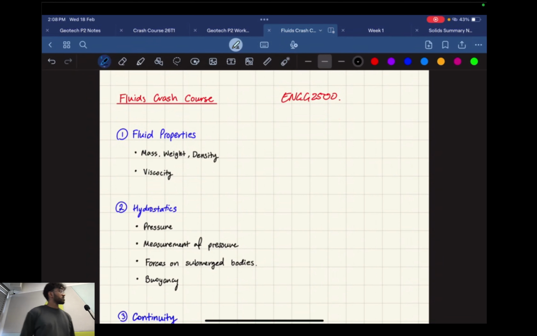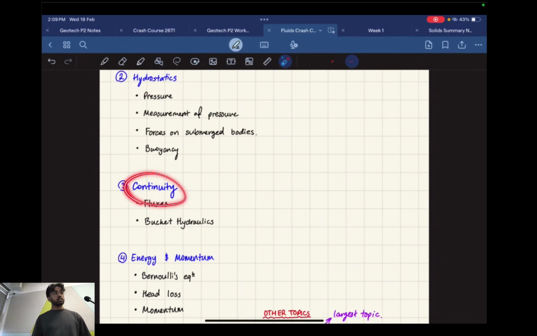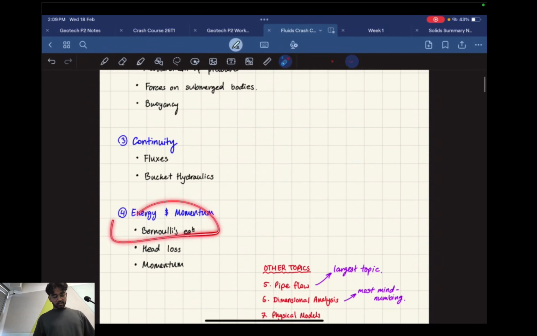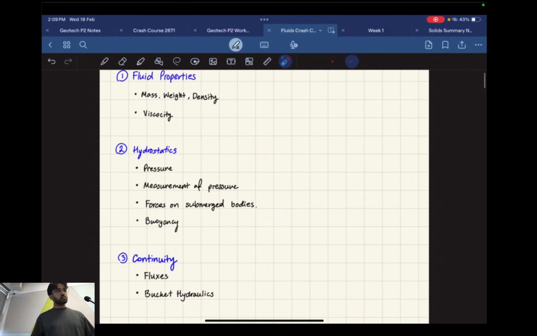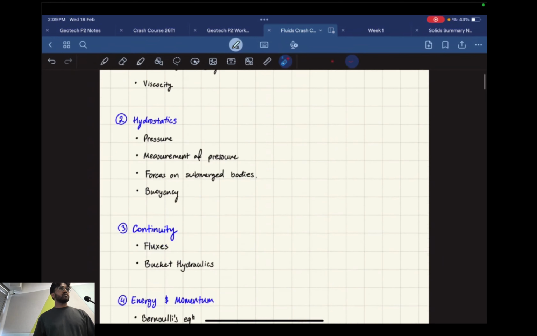So what I've done here is I've laid out how I'm gonna run this crash course. I'm gonna go through fluid properties. These are just the topics for this course. We'll do fluid properties, hydrostatics, continuity, energy, and these are the main four I'm going to go through today. However, there are some other topics which I'll just briefly touch on.